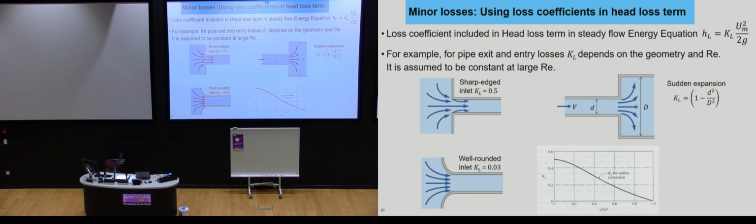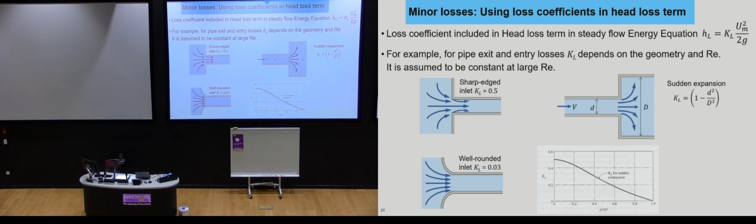For different shapes, these loss coefficients have different values. You might find for a sharp edged inlet that it's 0.5, but for a very well-rounded inlet, it's very small, so you get very little loss, 0.03, one order of magnitude smaller. When you've got a sudden expansion like this, your loss coefficient tends to take this form, and we can plot it like this. Here you can see that as the ratio of the diameters changes, the value of that loss coefficient also changes. So you need to be able to know what your loss coefficient is.